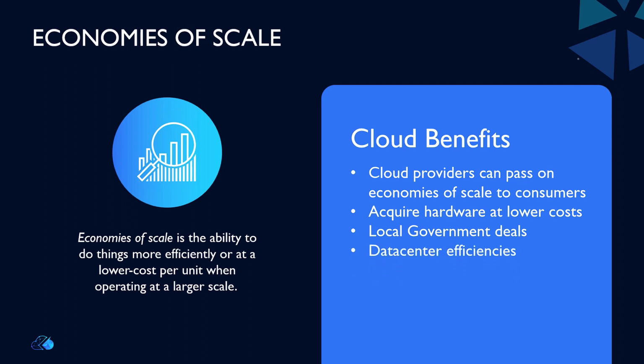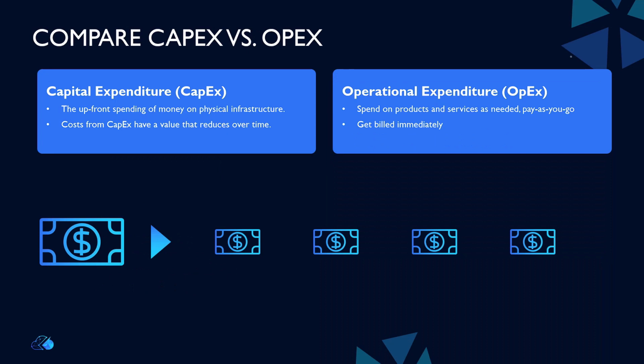Data center efficiencies are another way. They're just really, really good at it. So with their scale, they're able to pass on those benefits. Instead of everybody having to build a team that's really good at managing a data center, Microsoft Azure can do that for you. Well, that leads us to comparing CapEx versus OpEx.